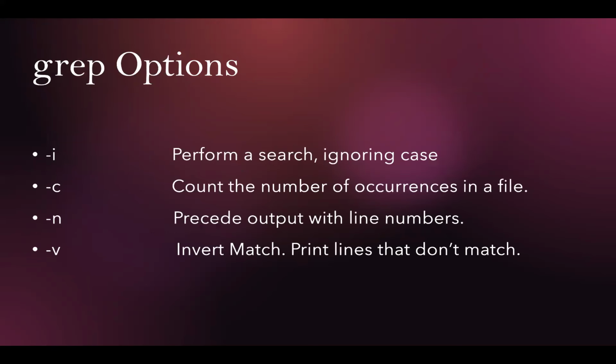Here are some options that you can use with the grep command. Hyphen i will perform a case insensitive search. Hyphen c will display the number of occurrences that it finds in a file. Hyphen n will precede the output with line numbers. Hyphen v will do an invert match. This returns lines that do not match the search pattern. Let me show all these things in a practical.